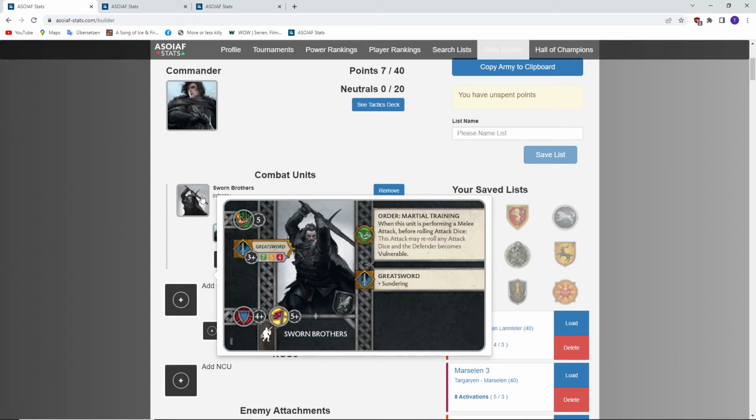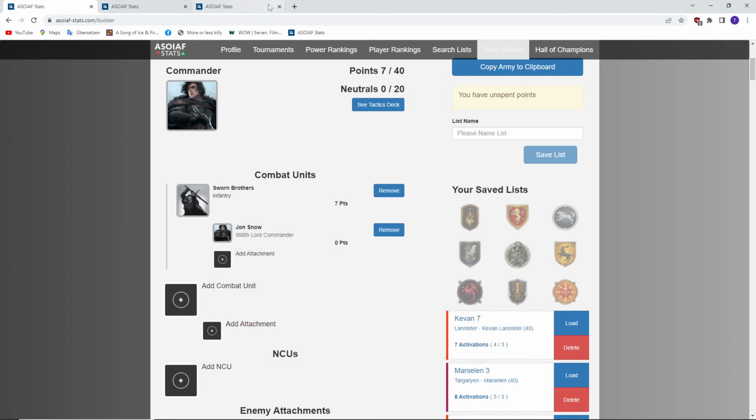And if it would read one engaged enemy unit becomes vulnerable, then it would target. Even if only one unit would be engaged, there could potentially be a choice if there would be 2 enemy units engaged with you, and then it would target. But it says the defender becomes vulnerable, so it doesn't.